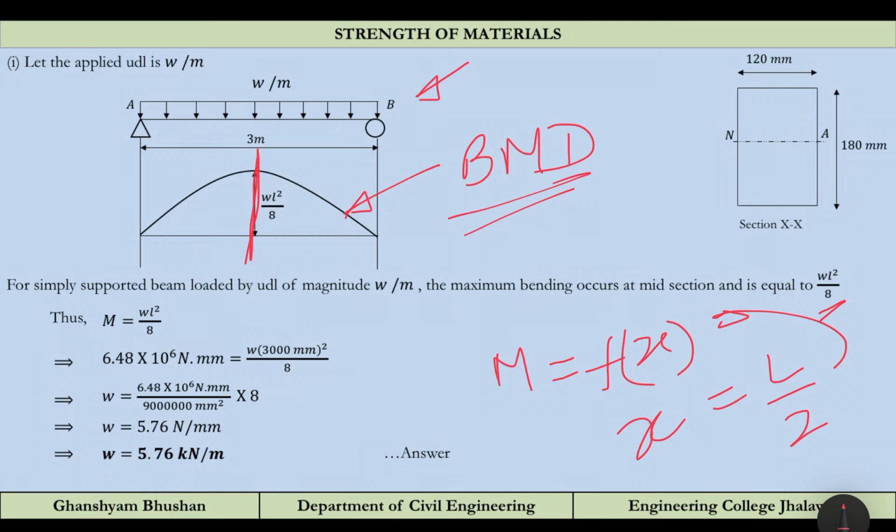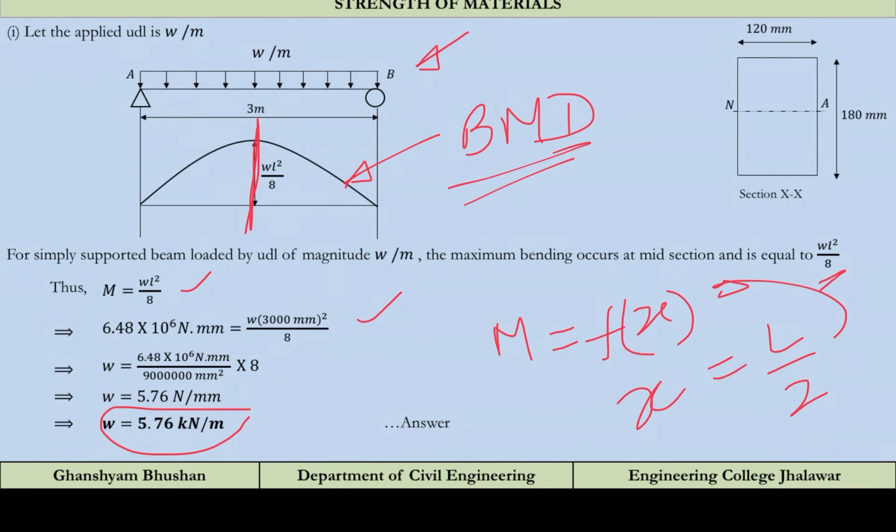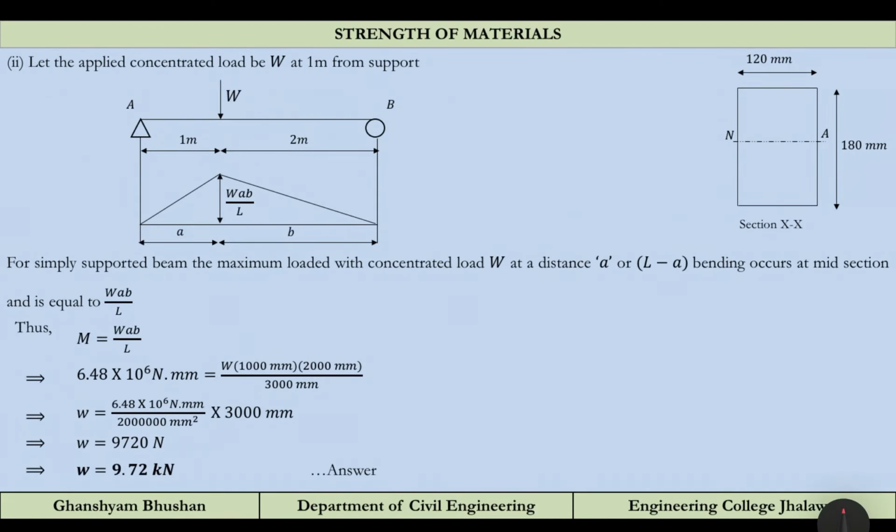We have solved many problems in the previous chapter. So if you still have any doubt, try to solve some problems from the books. So that is okay. M is equal to WL square by 8. Putting all the values, W is coming out to be 5.76 kilonewton per meter. So this is okay. Now we are going to see the second portion of that.